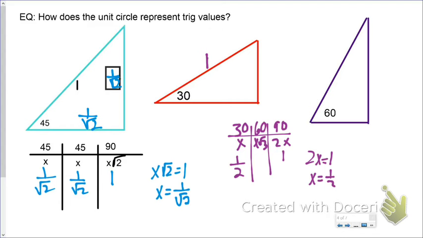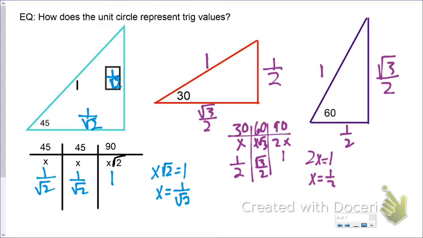So the 30-degree side is 1/2. And that means that the 60-degree side is root 3 over 2. And it's going to be the same on both of these triangles. Across from 60 is root 3 over 2, and across from 30 is 1/2. Okay, so they still fit in the same ratio.